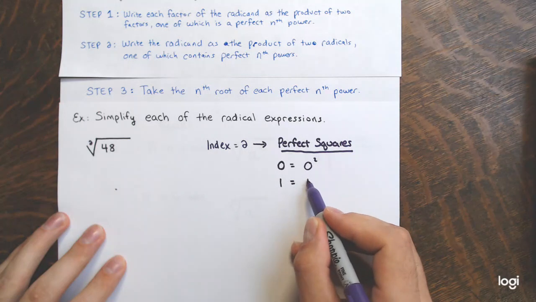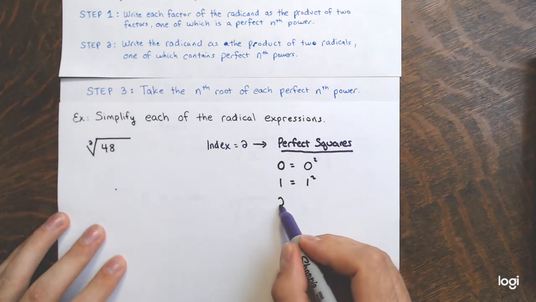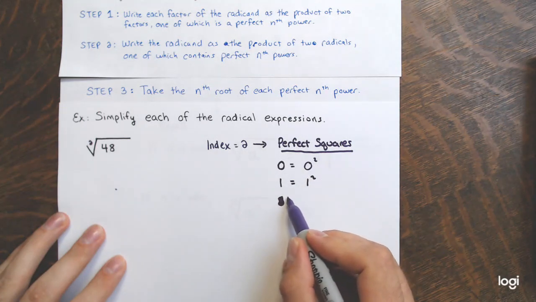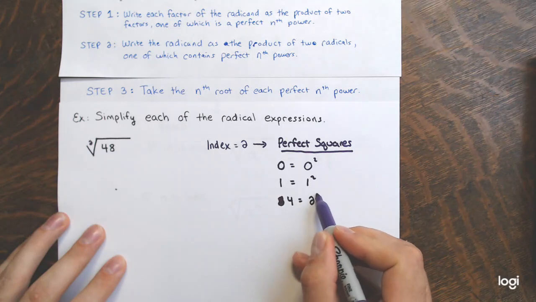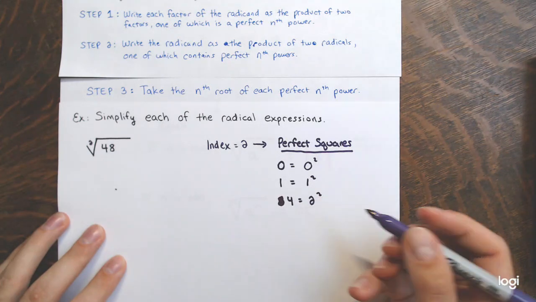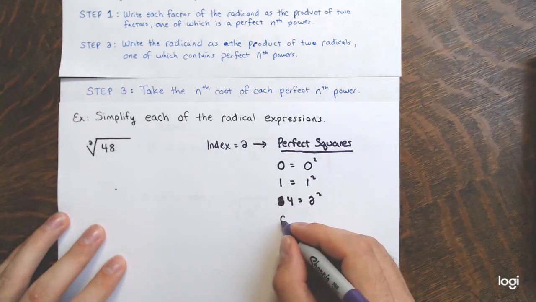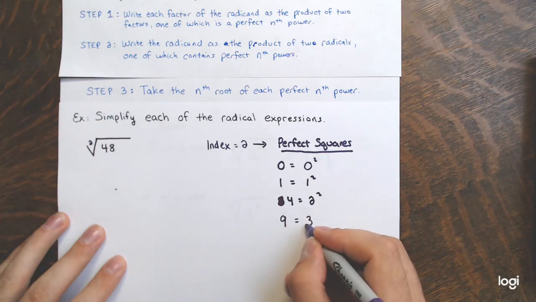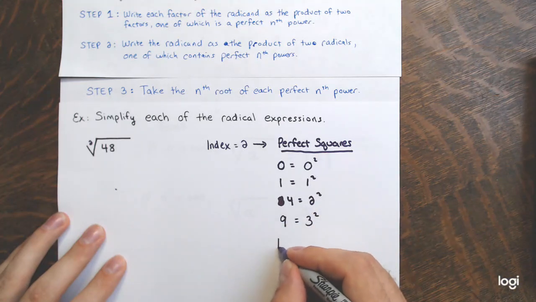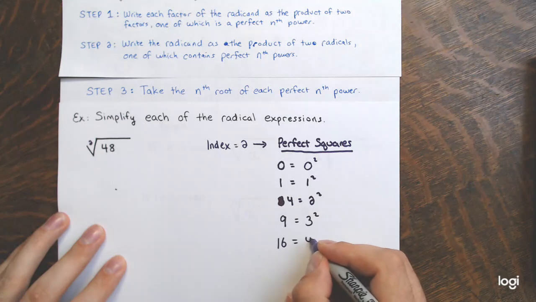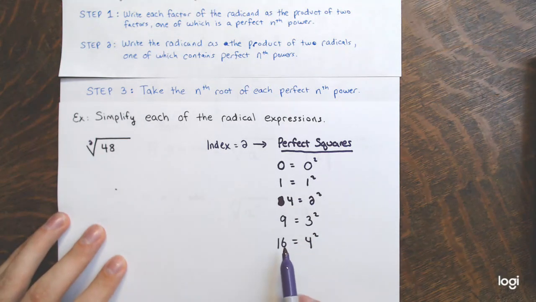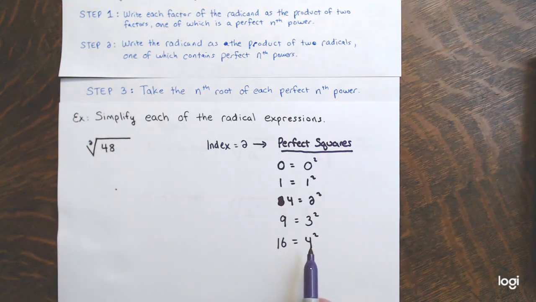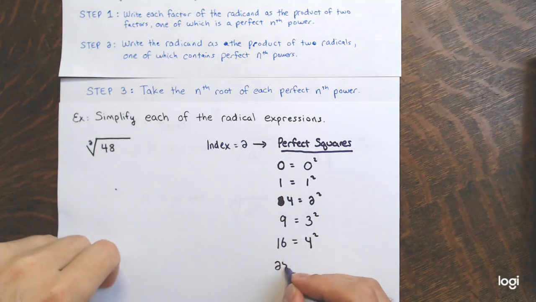1 is a perfect square because it's 1 squared. 4 is a perfect square because that's 2 squared. It can be written as 2 squared. 9 is a perfect square that can be written as 3 squared, and 16 is a perfect square, right? That can be written as 4 squared. Remember, any rational number that can be written as another rational to the second power is a perfect square. So 25, 36, and so on.